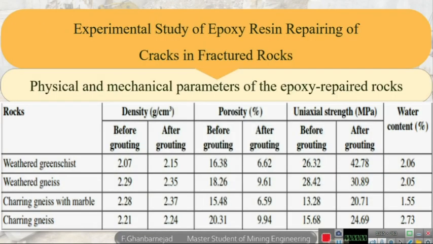As you can see on the slide, the tables show the results before and after epoxy grouting. The researchers got access to these results after more than 28 days. As you can see, all the physical and mechanical parameters improved. For example, the porosity of weathered green schist before grouting was 16.38 and after grouting has reduced to 6.62, and that's a great improvement that epoxy makes.